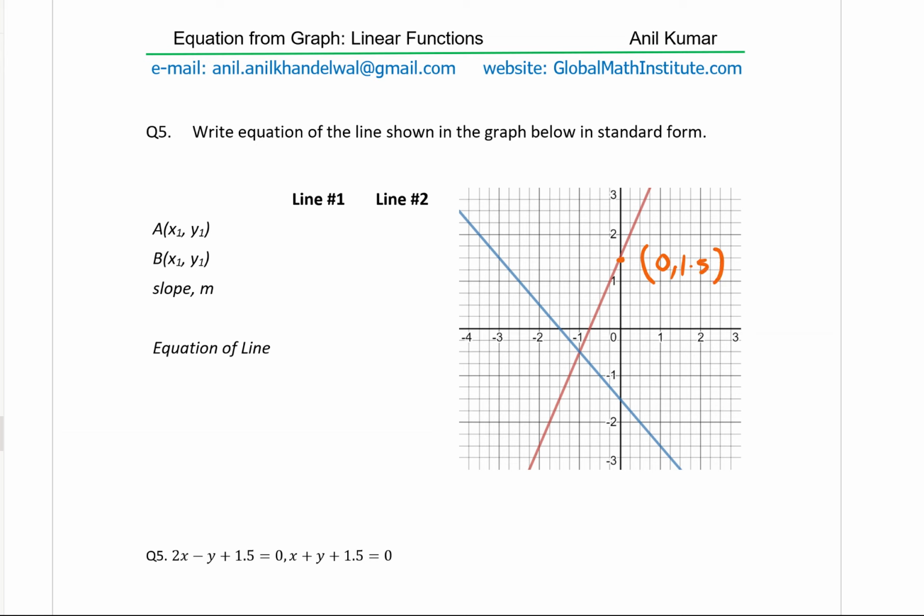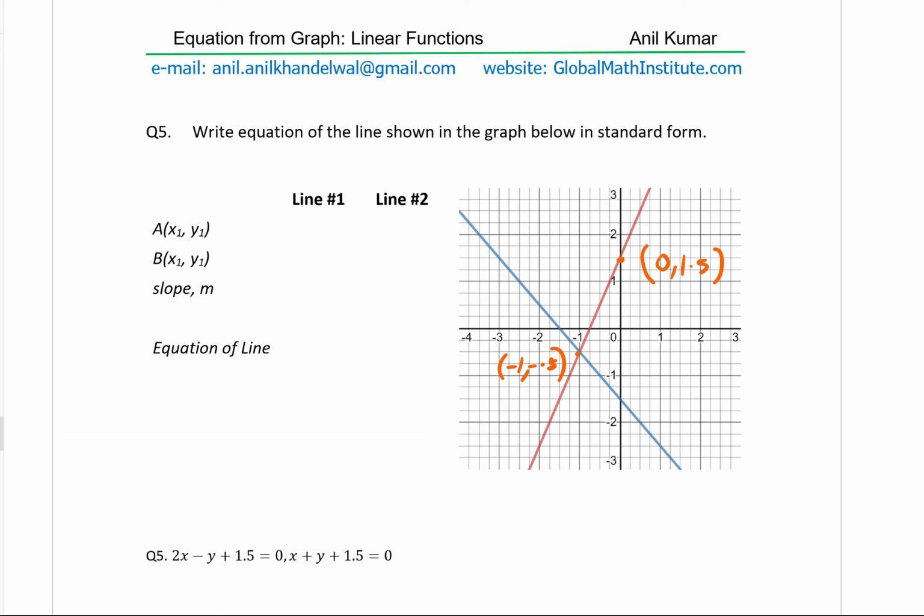The other point on this line could be at -1, where we have minus 0.5. Let's take this point, which is common to both. At -1 it is minus 0.5. So these are difficult examples. I have purposely taken decimal values, right? So you could get in your test some equations which may involve decimal values.